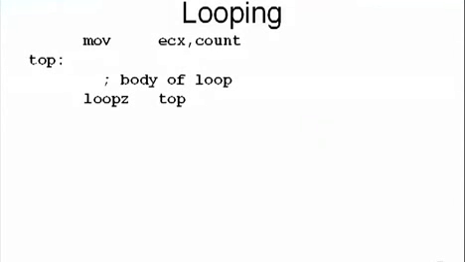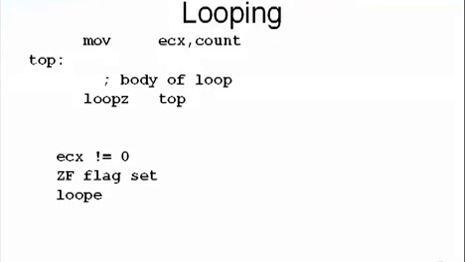The instruction still subtracts 1 from ECX, and it is still required that ECX is not equal to 0, but for this instruction to loop, the zero flag must also be set. There are two mnemonics for this opcode. You can write it as loopz for loop zero, or loope for loop equal.